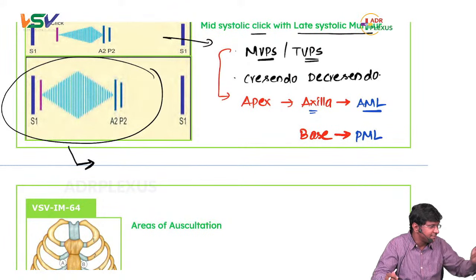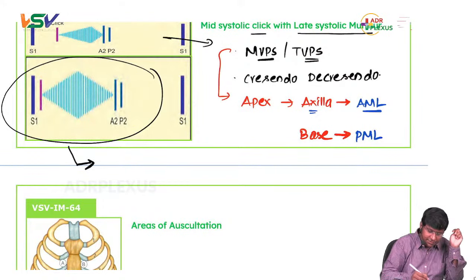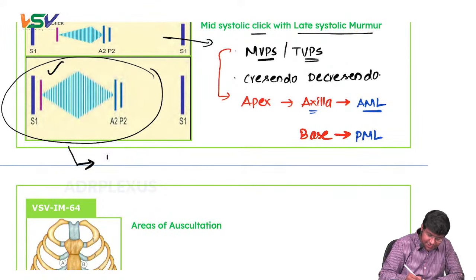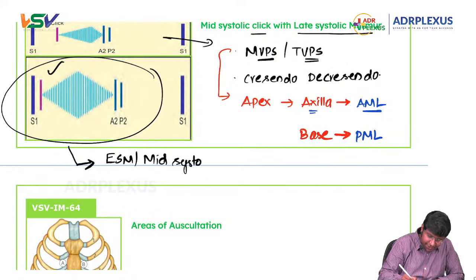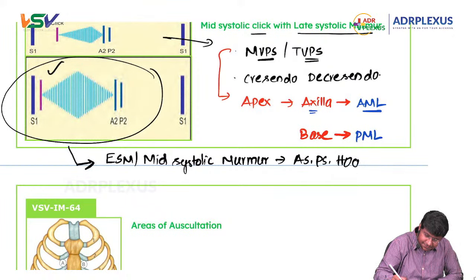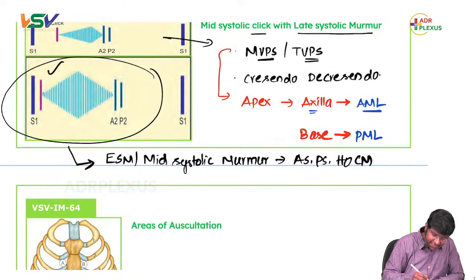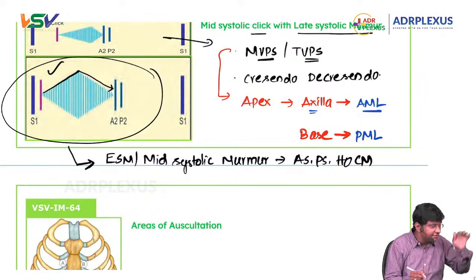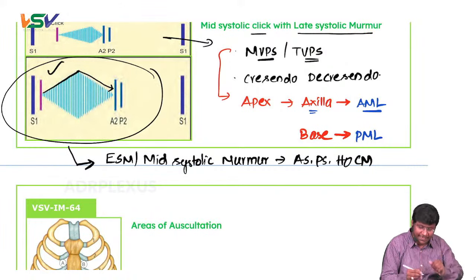Next, tell me, what is this murmur? Yes, what is this murmur? This one. Yeah, so this is your ejection systolic murmur, which is also called mid systolic murmur, right? Ejection or mid systolic murmur that you will observe in case of AS, PS, and as well as HOCM. Okay, so this we describe as crescendo, where there is increase in the intensity of the murmur, followed by the decrescendo, where there will be decrease in the intensity of the murmur. So crescendo decrescendo pattern.